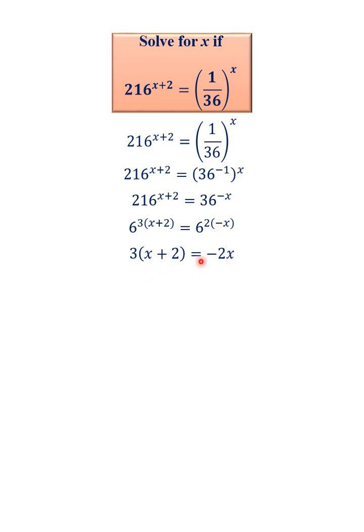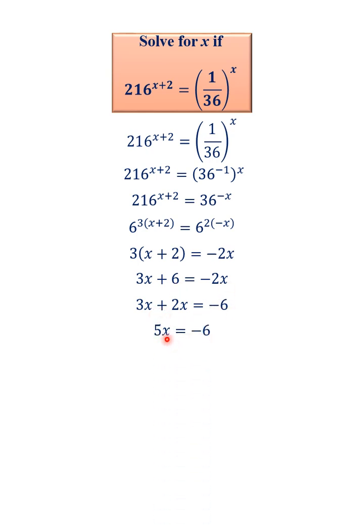So we have 3 into x plus 2 equal to minus 2x. Now, we want to find x. It is now a simple linear equation. At this point, we just collect like terms. So let's expand this bracket first. 3 times x gives us 3x plus 3 times 2 is plus 6, and that is equal to minus 2x. The negative 2x crosses over to the left by adding 2x to both sides of the equation. The positive 6 will cross over by subtracting 6 from both sides of the equation, so that we now have 3x plus 2x equal to minus 6. Of course, this will give us 5x equals minus 6.